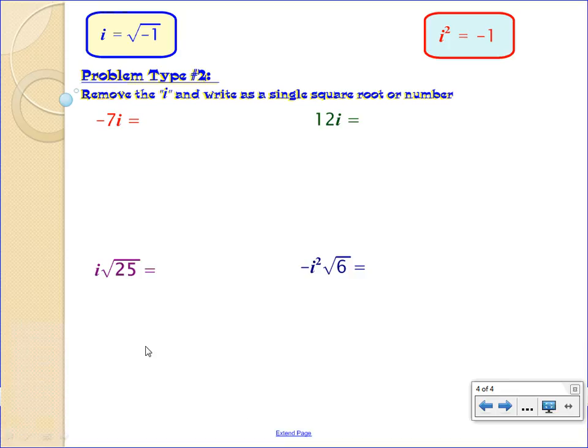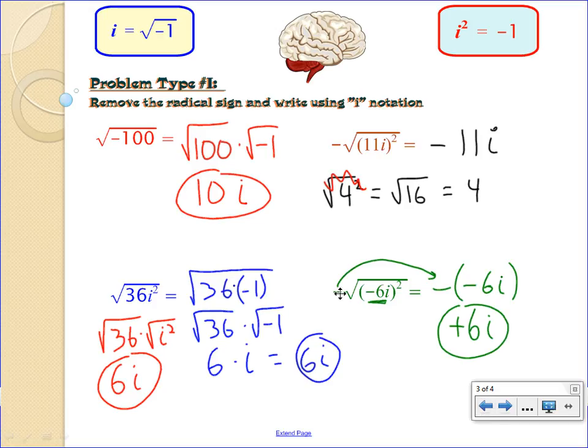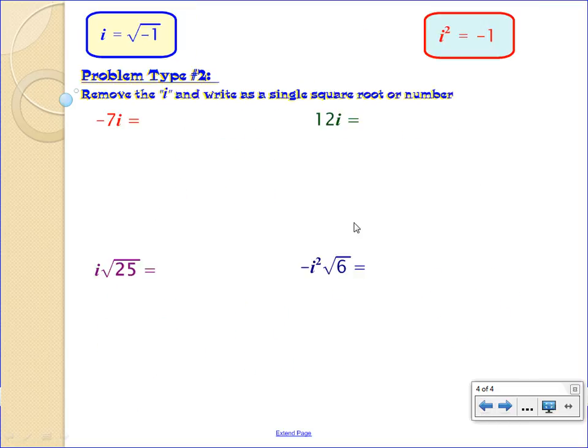Hopefully you watched the first problem type. You just watched the imaginary number 1, where we were going from a square root and removing our square root, writing using i notation. And I hope you're here for step 2, problem type number 2, where we are removing i and writing as a single square root or number. So what we're basically doing here is going from the kinds of answers that we got, and we're going backwards to figure out what things were beforehand.